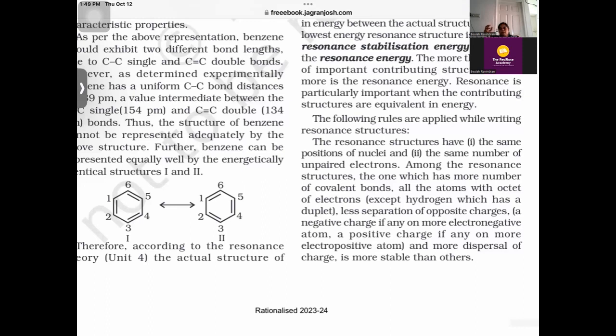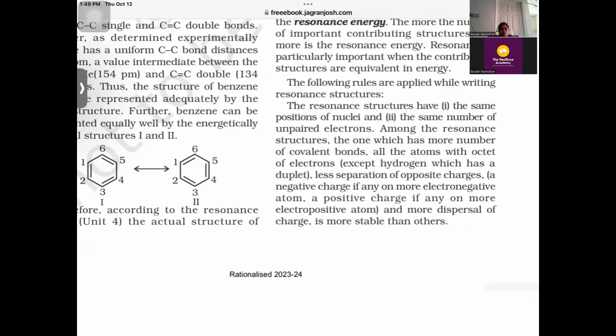In order to get the resonance structure, you need to follow these guidelines. Resonance means a hybrid structure from those canonical forms. It should not violate any rules. It should reflect those canonical forms, and the energy requirement is very much less than the actual energy. If you construct a resonance structure, the resonance energy is efficient and stabilizing. First, the position of the nuclei must be the same. Second, the number of unpaired electrons must be the same.